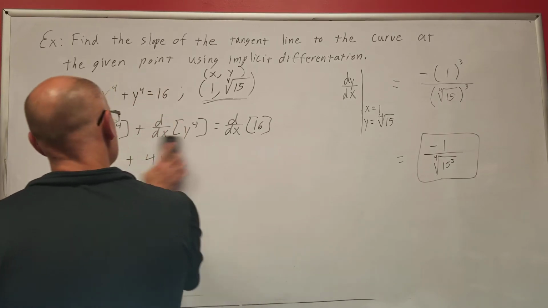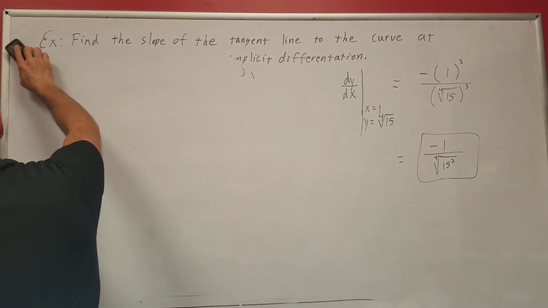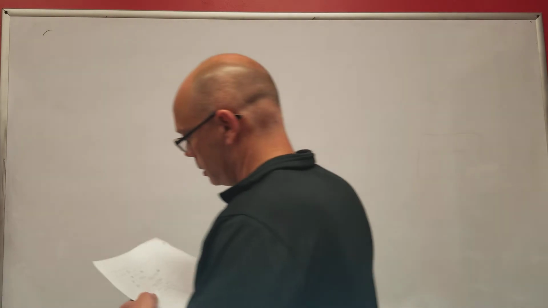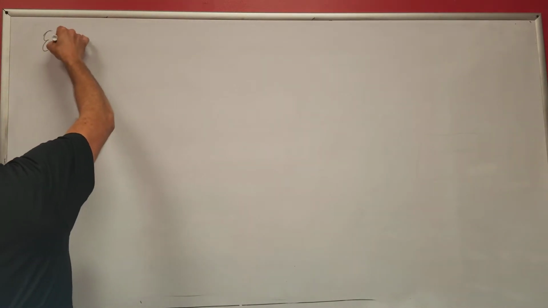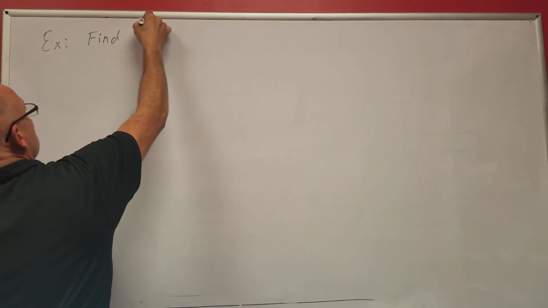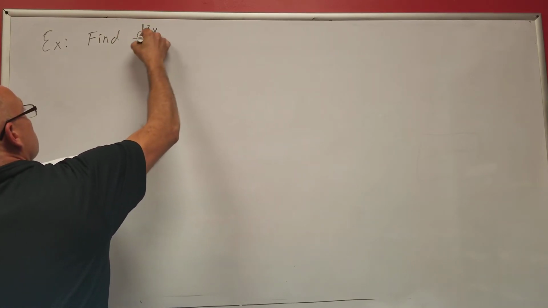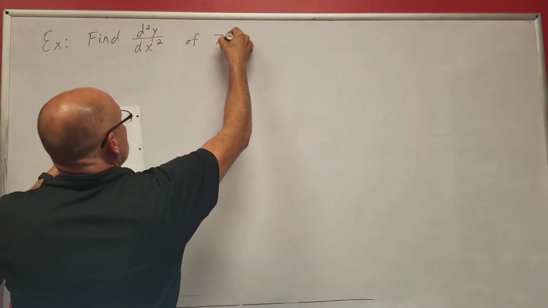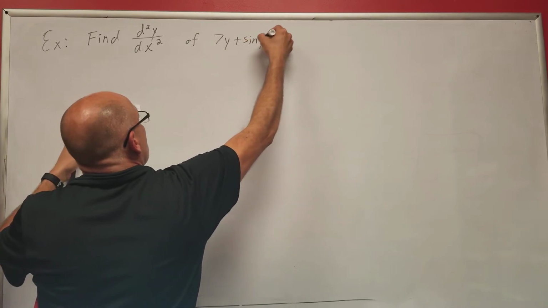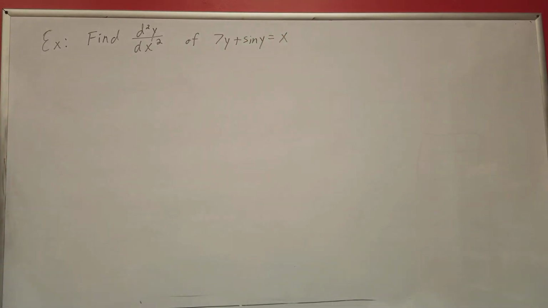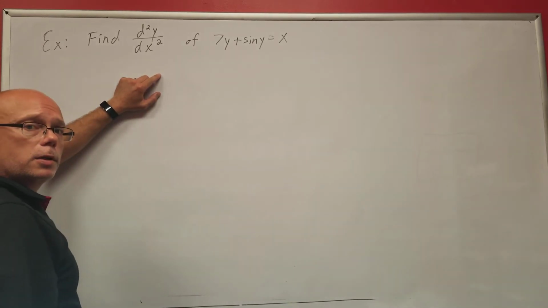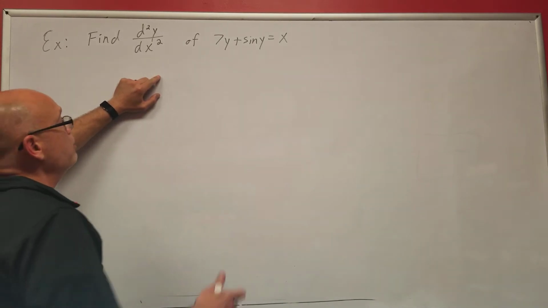All right, let's look at the last one we have for this section. It says, find the second derivative of y with respect to x of 7y plus sine of y is equal to x. All right, so how do we find the second derivative? We find the first derivative and then take the derivative of that derivative.